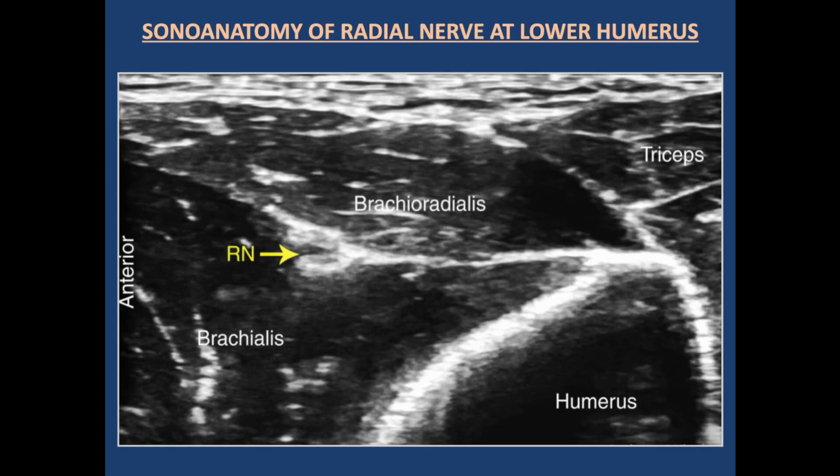This is a diagram showing radial nerve sonoanatomy in the lower humerus above the lateral epicondyle. You see the nerve is clearly visible in an interfacial plane between the brachioradialis and brachialis. And the humerus is also clearly visible.